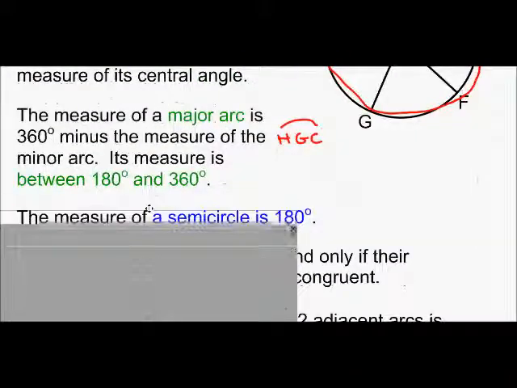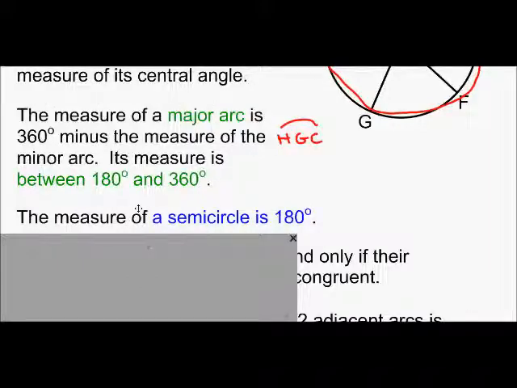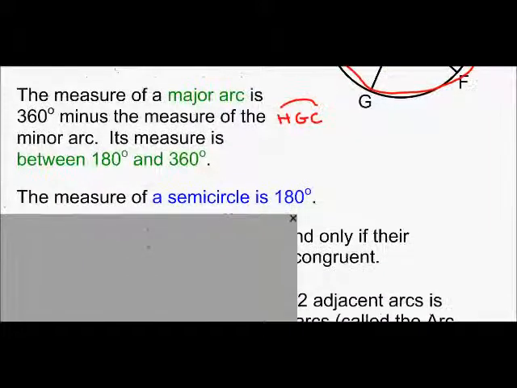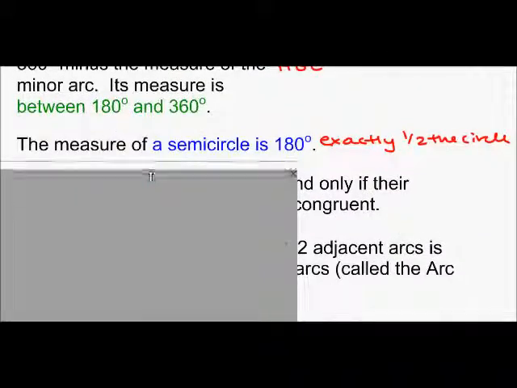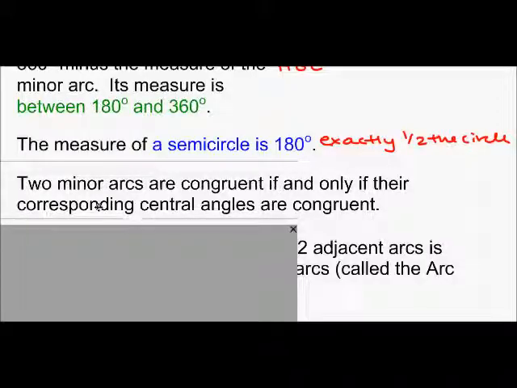Okay. A semicircle is exactly 180 degrees. So this is exactly half the circle. This says that 2 minor arcs are congruent if and only if their corresponding central angles are congruent. So basically, they have to be the same measure to be congruent.